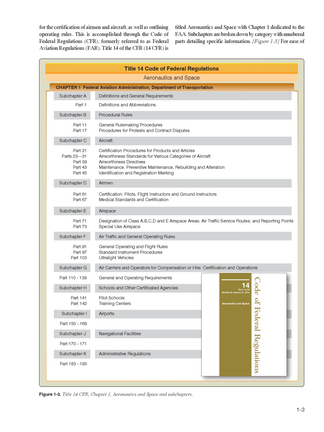Subchapter G, Parts 110 to 139, General and Operating Requirements. Subchapter H, Schools and other certificated agencies. Part 141, Part 142, Pilot Schools, Training Centers. Subchapter I, Airports, Parts 150 to 169. Subchapter J, Navigational Facilities, Parts 170 to 171. Parts 183 to 193. Subchapter K, Administrative Regulations. Figure 1-3. Title 14 CFR, Chapter 1, Aeronautics and Space and Subchapters 1 to 3.